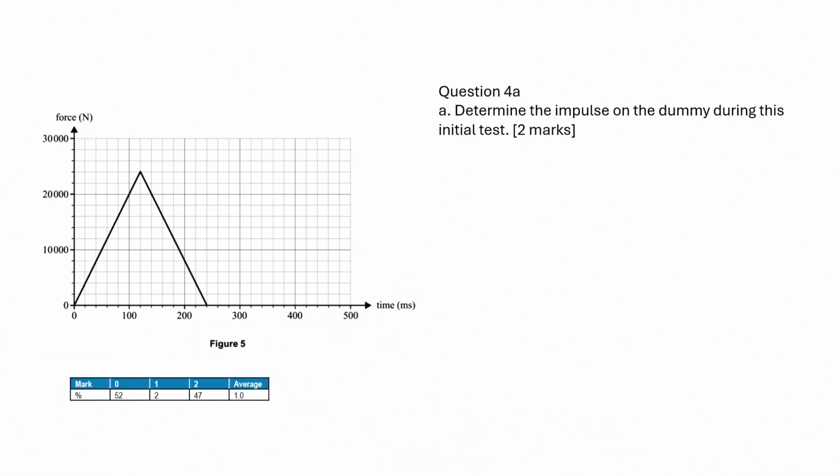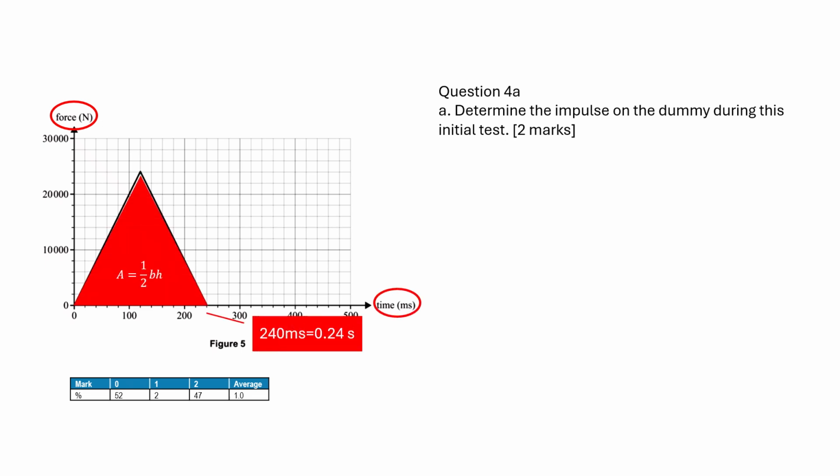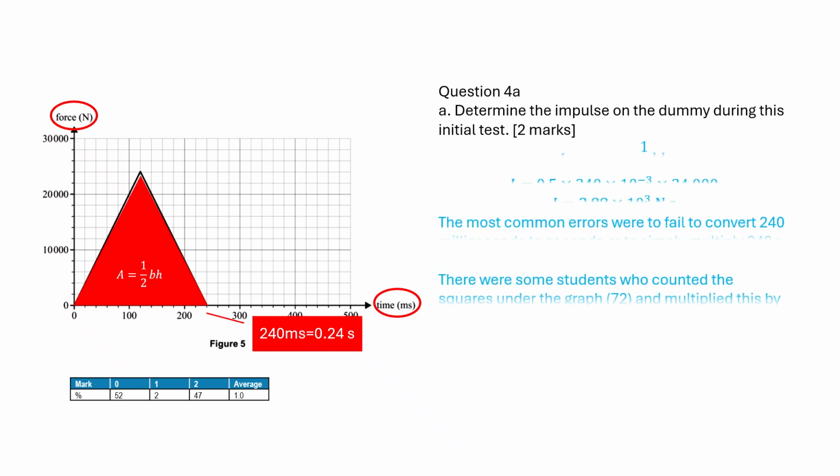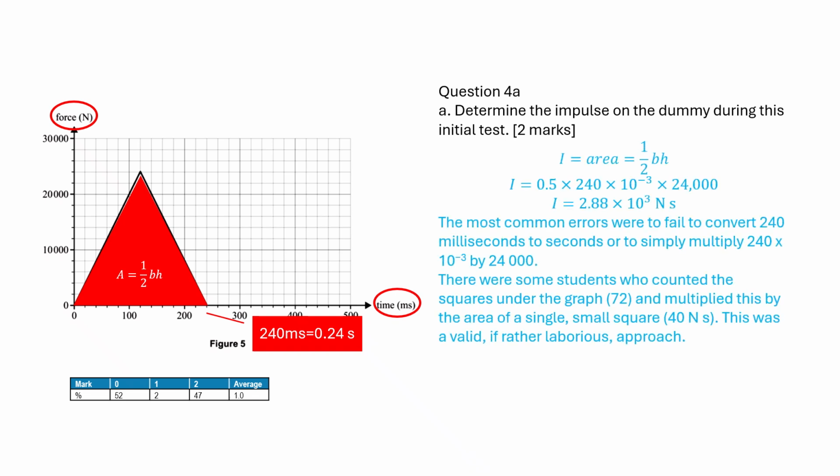Given that this is a force versus time graph, the area beneath the curve corresponds to impulse. It's crucial to note that the time unit on the graph is milliseconds and must be converted to seconds.